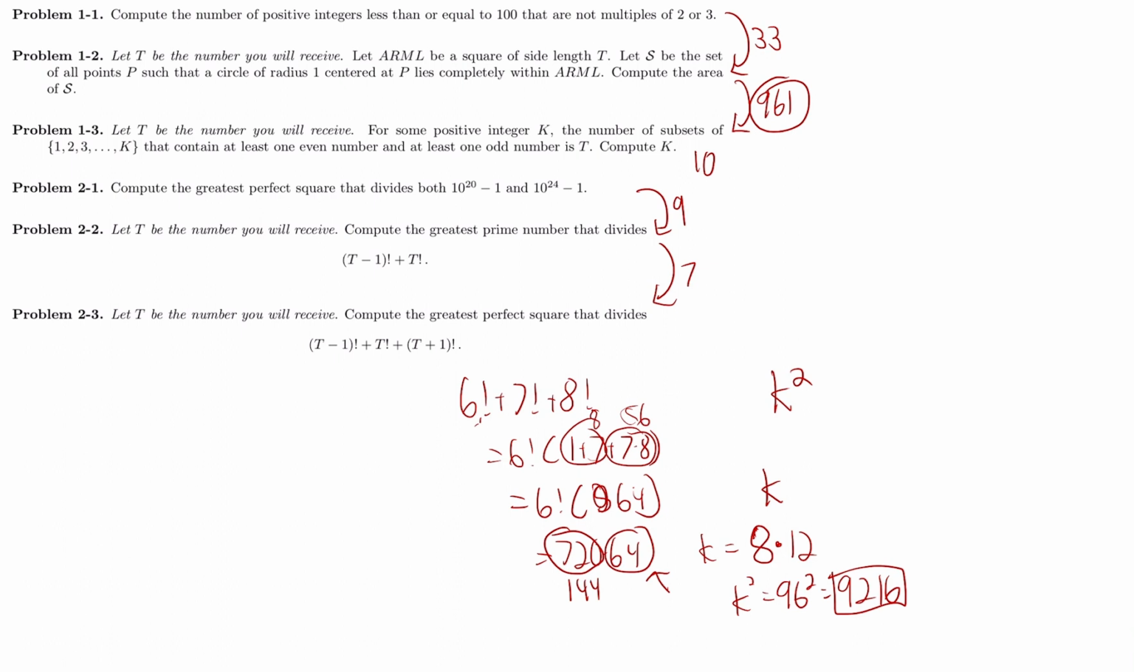Also, if you didn't understand that last step, the thing is 720 times 64 is equal to 144 times 64 times 5. And 144 times 64 is a perfect square. So then the answer is 144 times 64, which is also 9,216. So the answer to this one is 9,216.